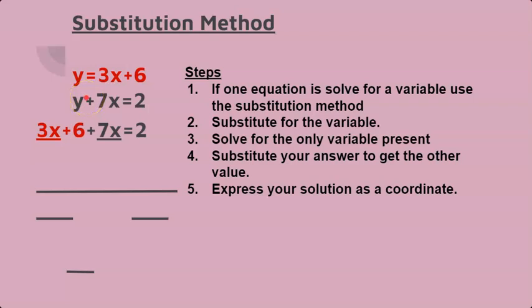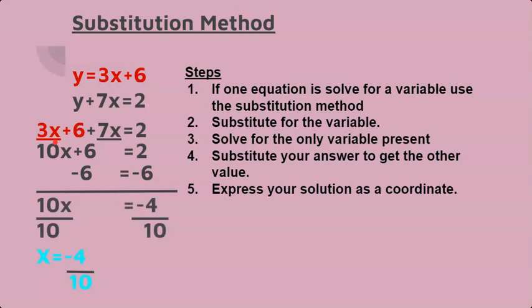And the reason we're doing this is so we can have x's. We can combine our x's and solve for x. So that's the goal here. We're going to go ahead and solve for the only variable present now, which was our goal, just by combining our like terms first. 10x plus 6 is equal to 2. And we solve for x using our inverse operations to get the final answer. x is equal to -4 over 10.